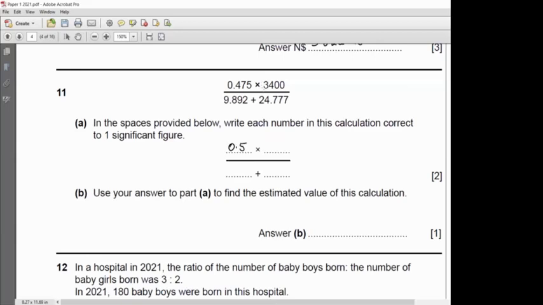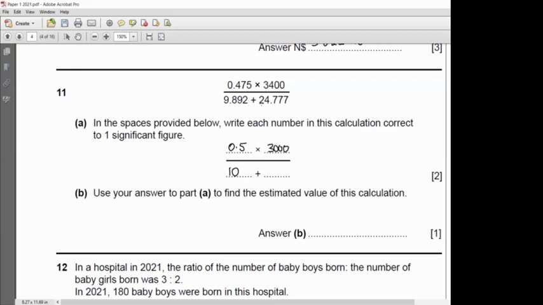Then here the 3 is significant. You look at the number after the 3, it's a 4. So we would not round this up, and then all the digits after the 3 will become 0. So this will be 3,000. Then 9.892, the 9 is the first significant figure. You look at the number after that, or the digit after that, which is an 8. 8 is greater than 5, so this 9 will be rounded off and we will have 10.